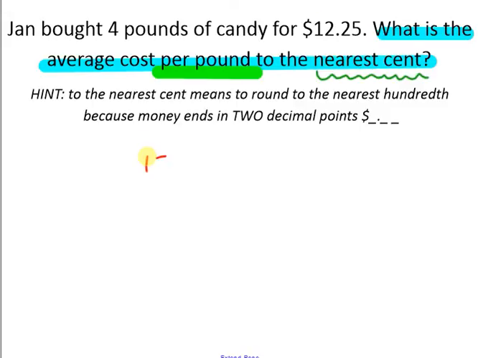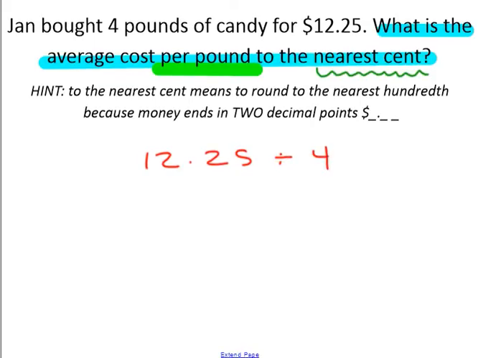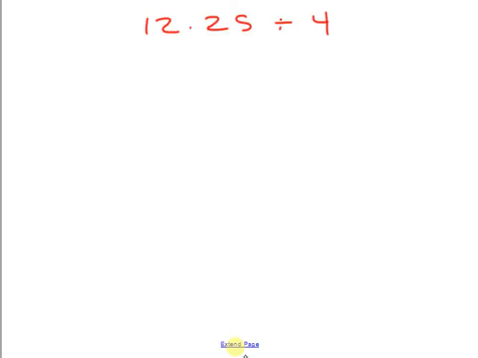So my problem is going to read 12.25 divided by 4. And now I'm going to make it look like an actual division problem by putting it into my division bracket. Now, I have a whole number on the outside, so there's no need for me to move any decimals around. So I need to move my decimal point to the roof, and I'm going to go ahead and divide.